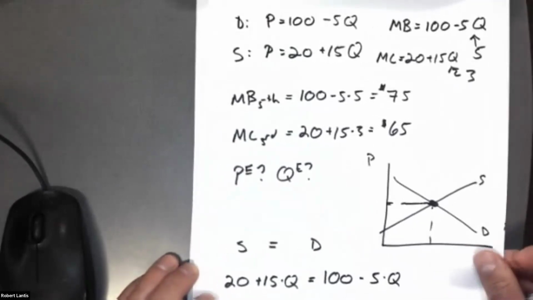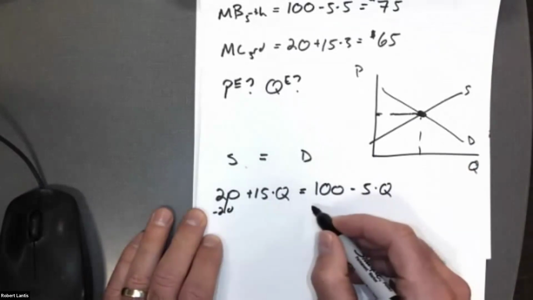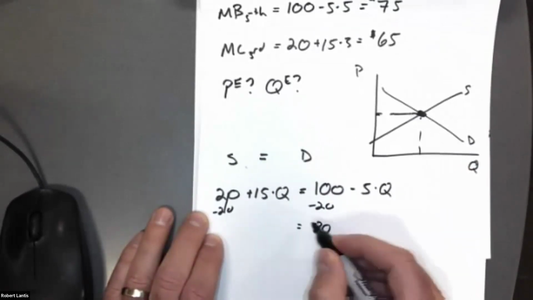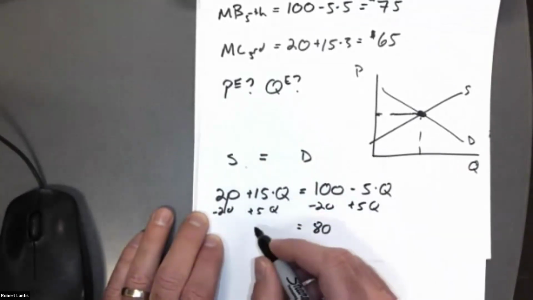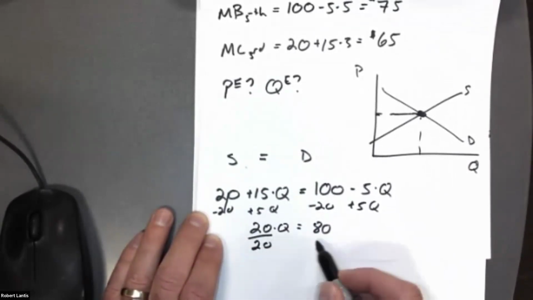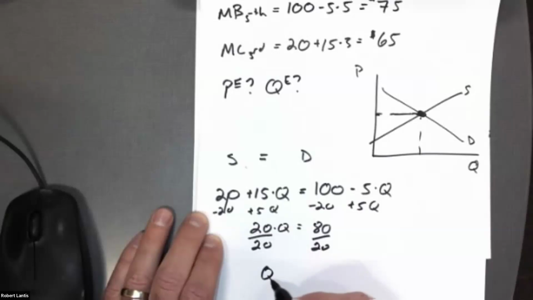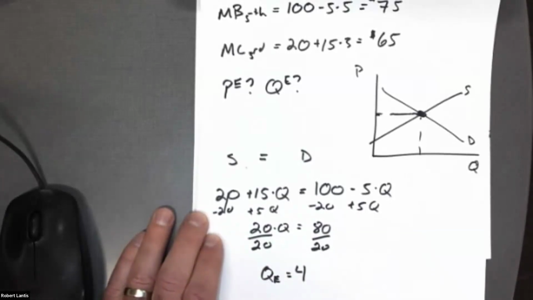Now it's just a little bit of algebra. Right? So I'm going to subtract 20 from both sides. Right? I'm left with 80 here. I'm going to add 5q to both sides. So now I've got 20q is equal to 80. Divide both sides by 20. And I've got that the equilibrium quantity is equal to what? 4. I've done the math here correctly.